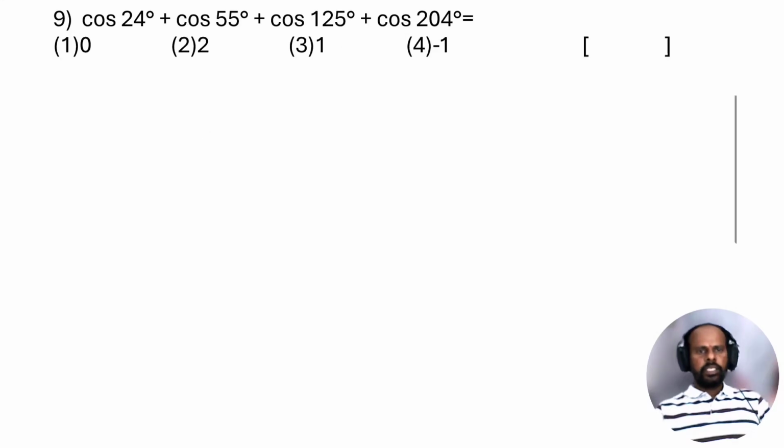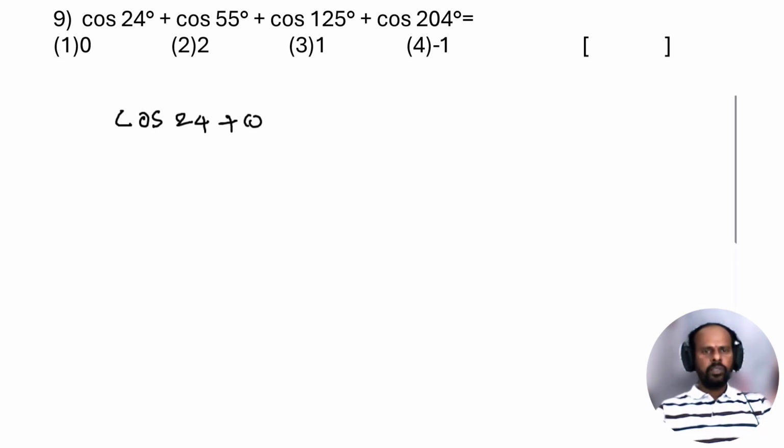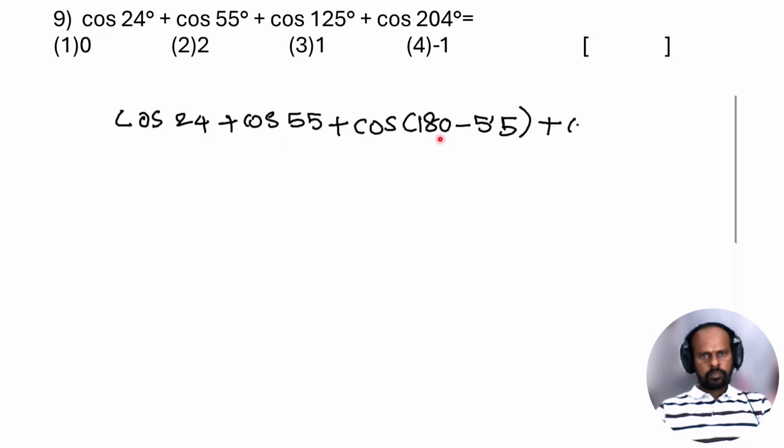Next, the ninth one. If we observe cos 24 plus cos 55, the first two terms I am writing as it is, and the next, 125, I am writing as 180 minus 55. 180 minus 55 gives 125, and 204 I am writing as cos(180 plus 24). To get the remaining terms I have written in this way.